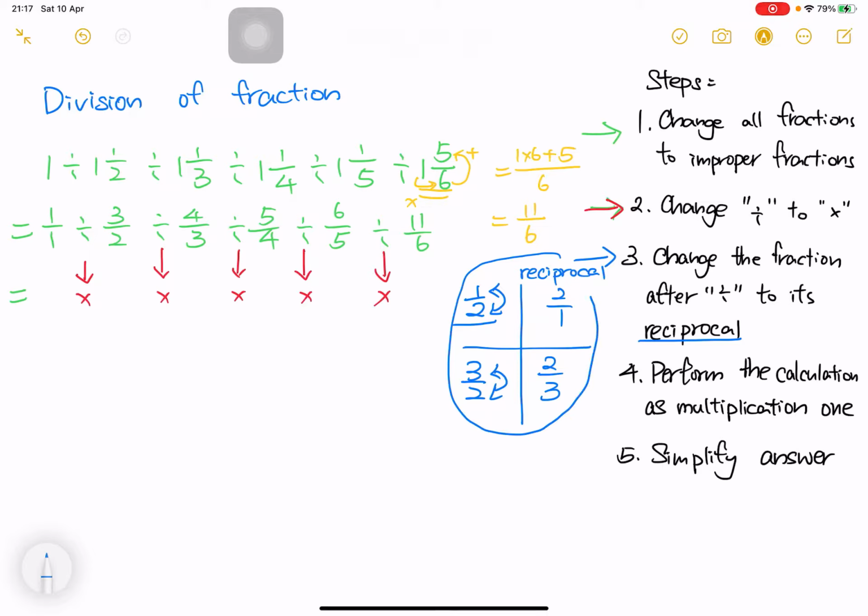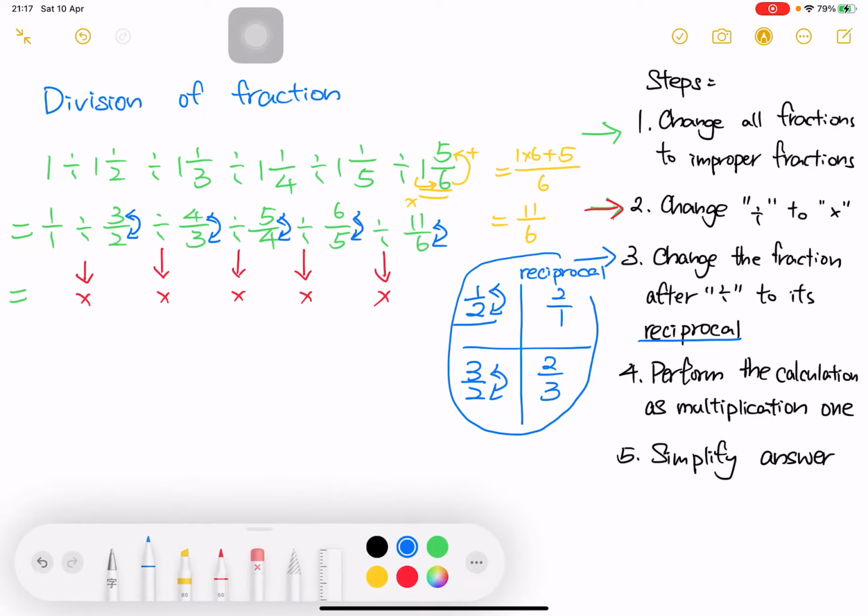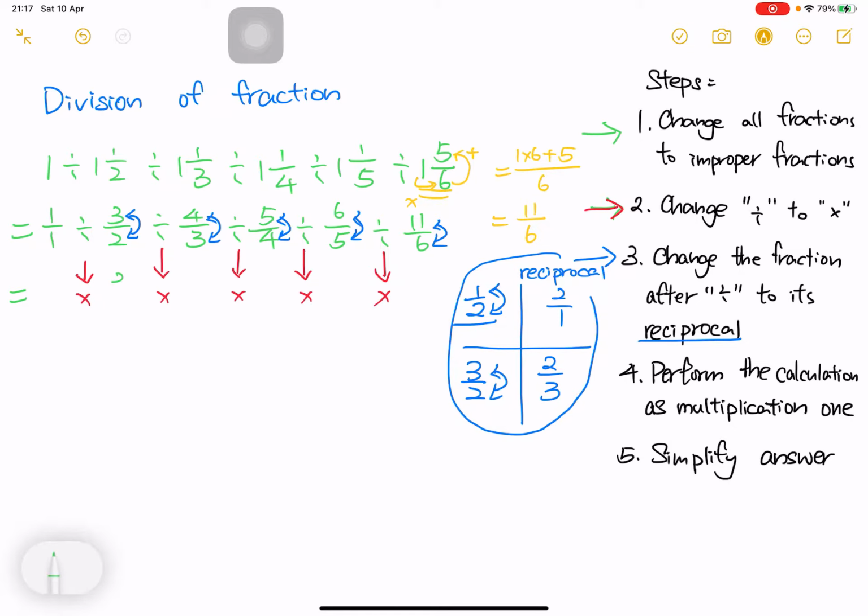So if I want to change the division to the multiplication, the fractions after the division, which are 3 over 2, 4 over 3, 5 over 4, 6 over 5, 11 over 6, all the numbers here, I need to change to the reciprocal of it, which is 2 over 3, 3 over 4, 4 over 5, 5 over 6, 6 over 11. And the first number is not after the division, so I just keep it at 1 over 1.